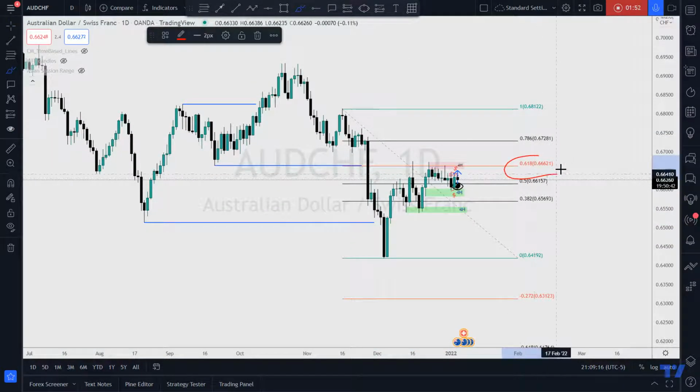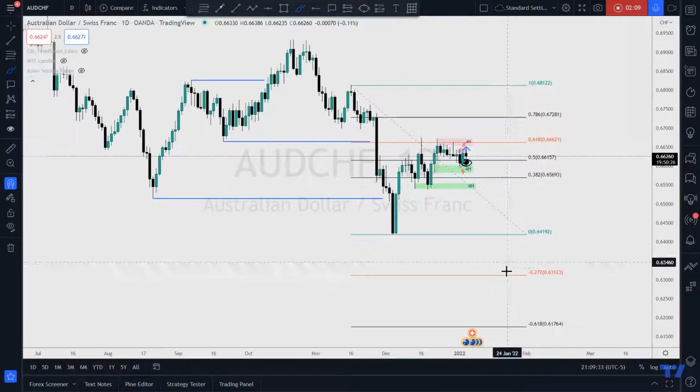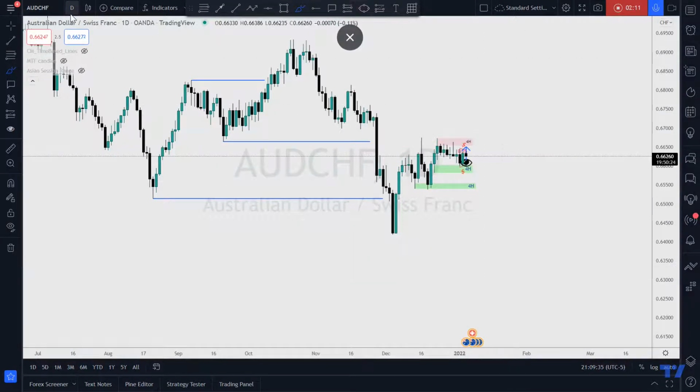Boom. So we've come up to that 61.8 Fibonacci retracement. I'm expecting a lower low to be made after that lower high, if that's what we established. Now let's go to the 4 hour.